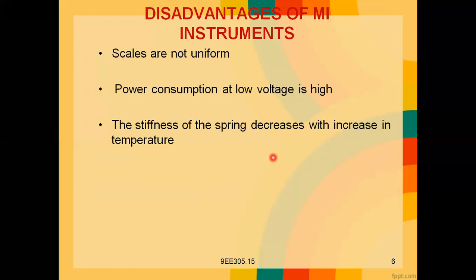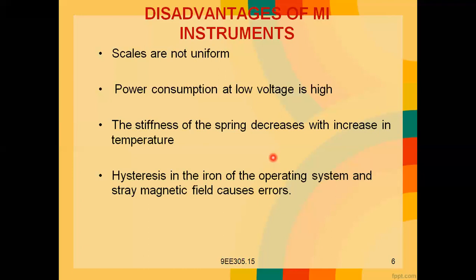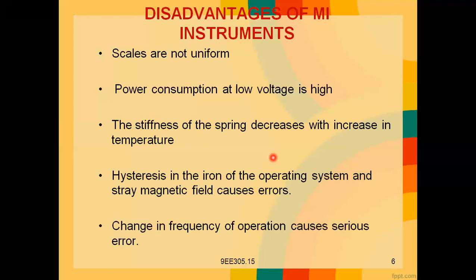In such cases, if we use spring control, that spring will experience some stiffness problems as and when there is increase in temperature. Now, hysteresis in iron of the operating system and stray magnetic field causes errors. Change in frequency of operation causes serious errors, just like the attraction type.